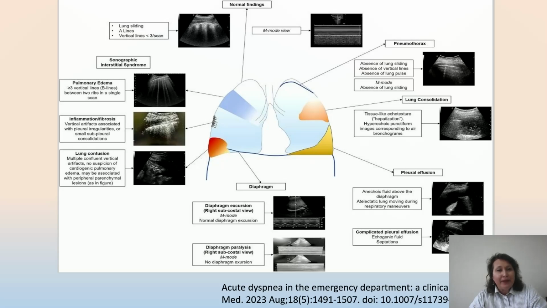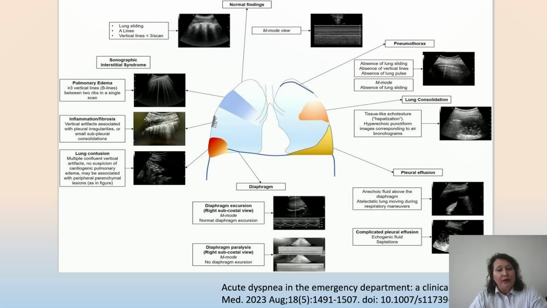We can see in a patient during lung ultrasonography lung sliding, A lines, vertical lines less than 3 per scan. But at right, pneumothorax: absent lung sliding, absent vertical lines, absent lung pulse in the patient, and in M mode, absent lung sliding. In case of lung consolidation, tissue-like echotexture, so-called hepatization, the structure of the lungs becomes like a liver. It can be imaged with corresponding air bronchograms, hyperechoic punctiform.